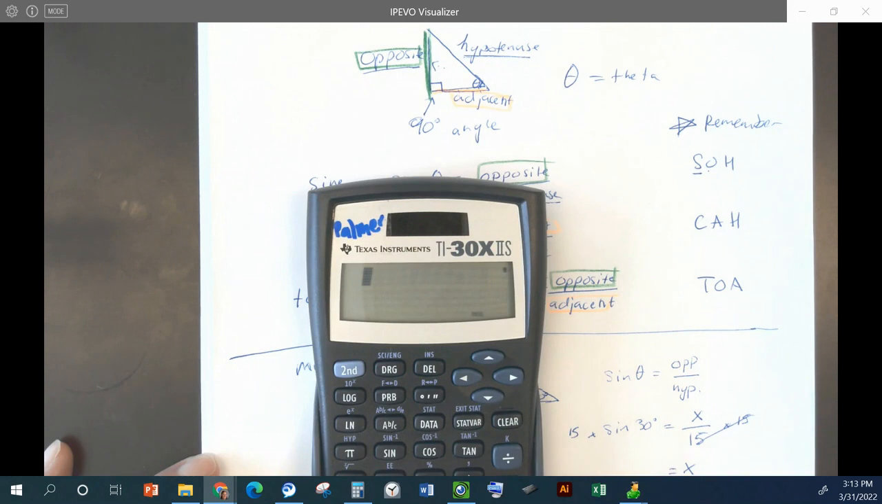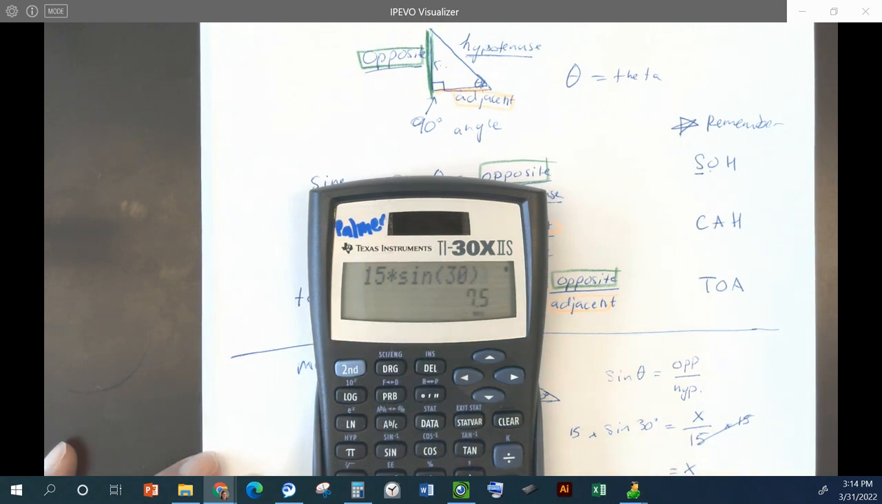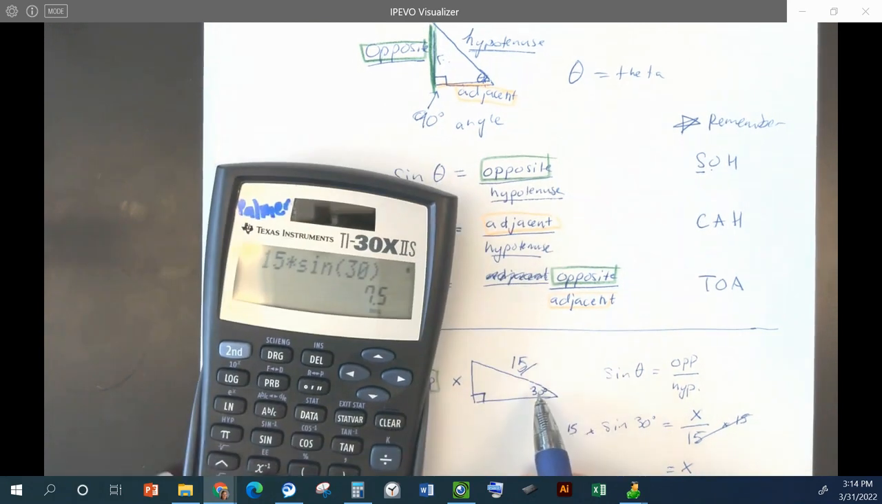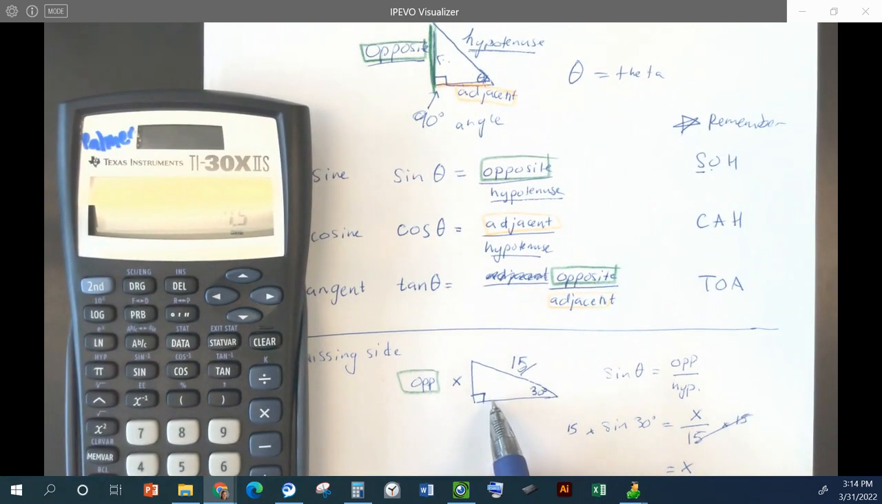So I'm just going to do 15 times sine. Right here I have sine, cosine, and tangent. That's what we're going to use. So I just do 15 times the sine of 30 in parentheses, and I push enter. And I just found that if I have a 30-degree angle in a right triangle, and the opposite side is unknown, and the hypotenuse is 15, this is 7.5. Questions on that? We'll do some examples too.